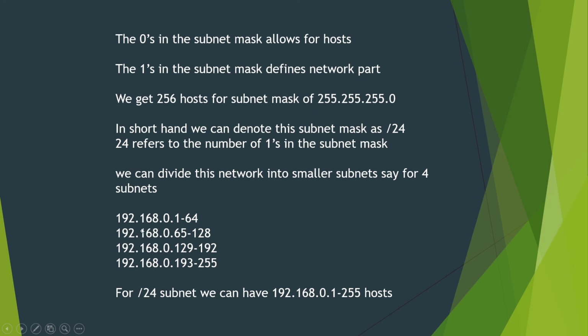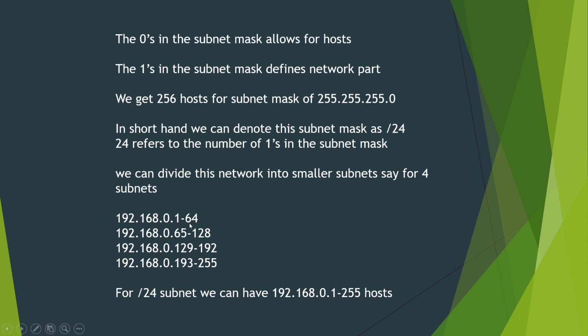Let's see the first subnet, 192.168.0.1 to 192.168.0.64. These 64 IP addresses can form one subnet. Next, from 65 to 128 we can form another subnet. From 129 to 192 we can form another subnet. And from 193 to 255 we can form another subnet. In this way we can form 4 subnets.